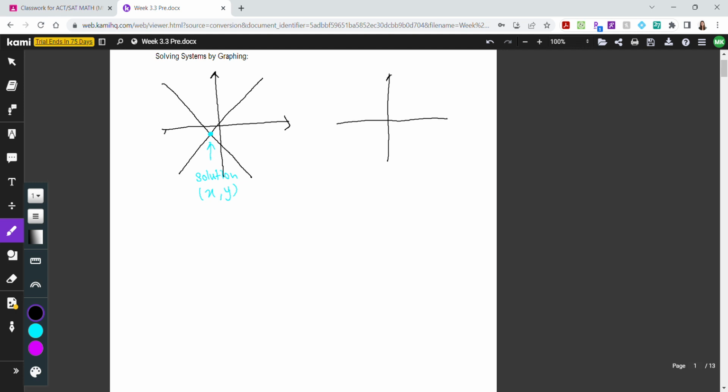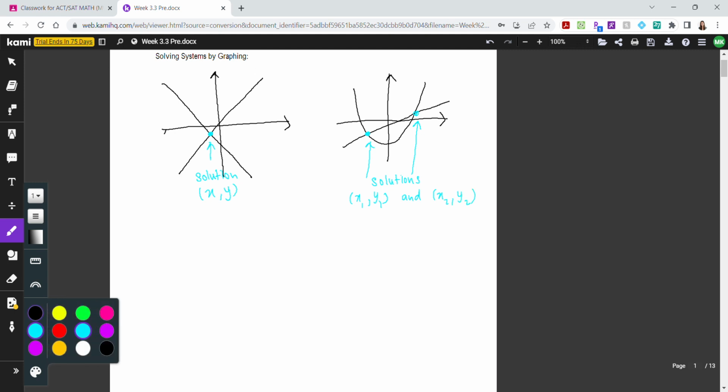On the flip side, let's say you get this and you got another line and it intersects at, look at that, two places. So that means these would be your solutions. And again, you will write them as your coordinate pair, so you have x1, y1, and x2, y2. For graphing, wherever they intersect with each other will be your solutions.